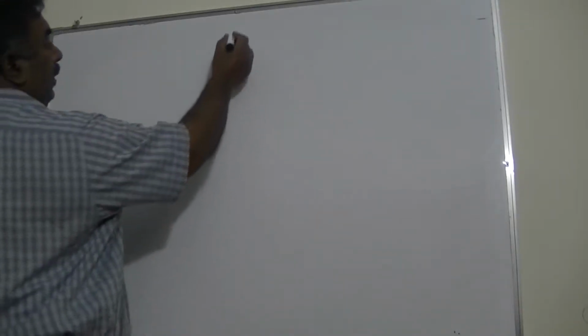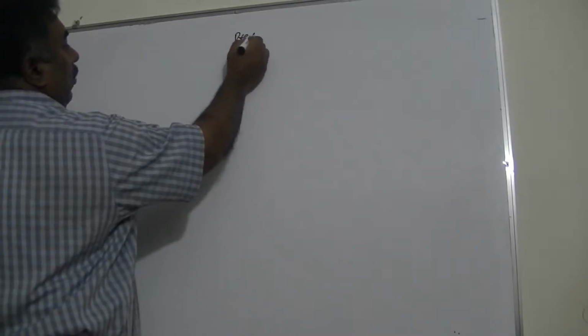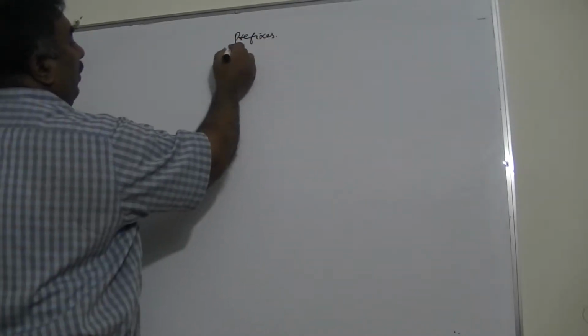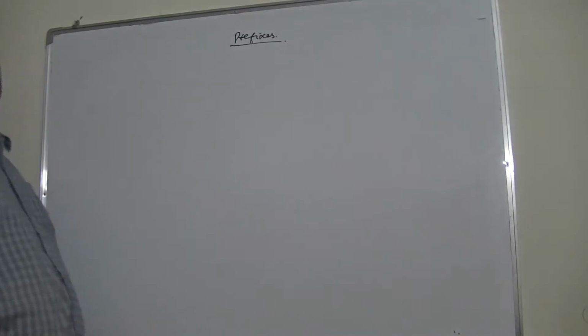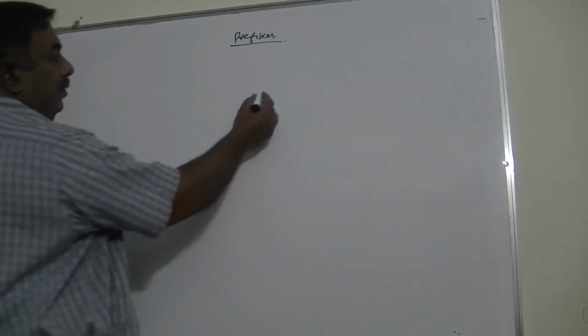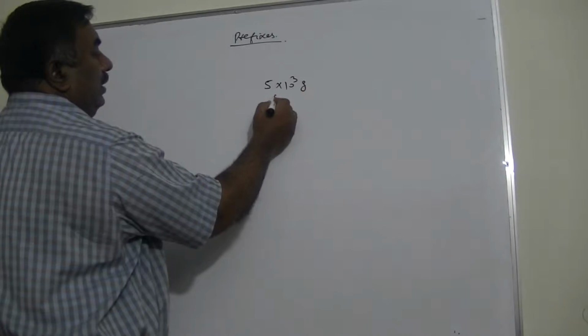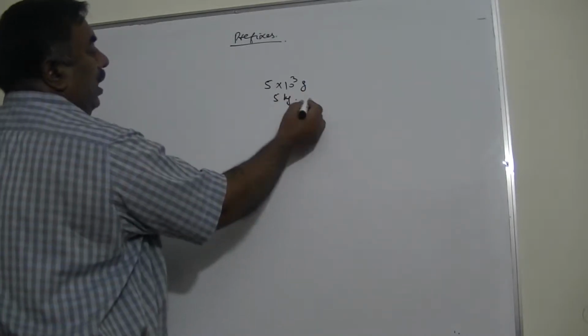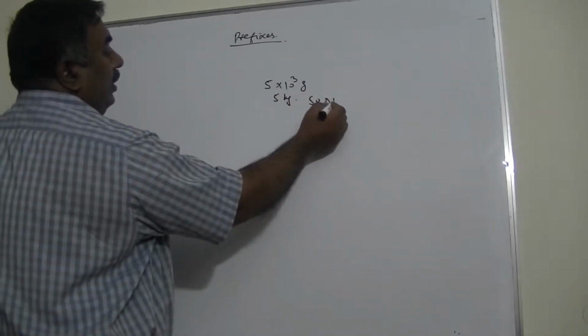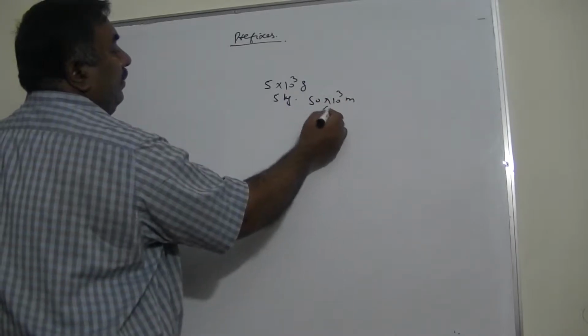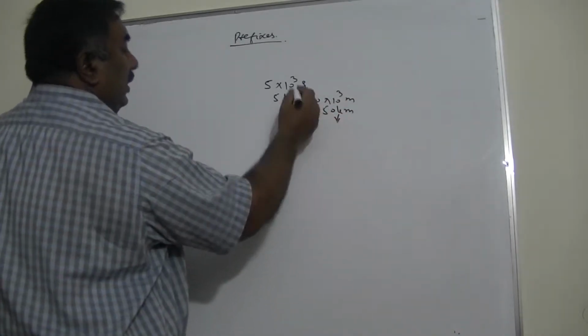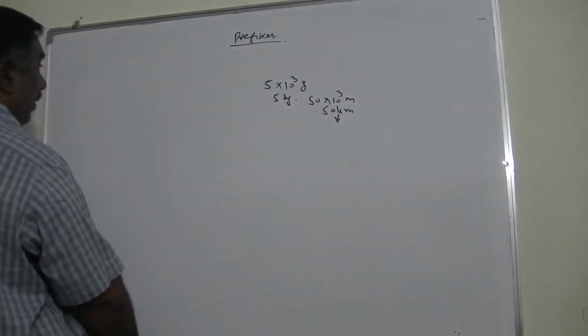Today we'll be doing the prefixes. Now, what are the prefixes? Actually, prefixes are the powers of 10 which have some fixed symbols in physics. For example, when you write 5 into 10 power 3 gram, it is just 5 kg. Or suppose 50 into 10 power 3 meters, just 50 kilometer. So this kilo is the prefix for 10 power 3.